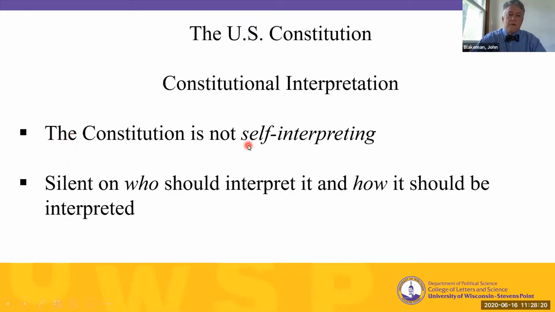First off, remember, as from the previous slide, the Constitution doesn't tell us how it's supposed to be interpreted. We say the Constitution is not self-interpreting. It does not have a clause in it that tells us how we should read it. It's silent on who should interpret it and how it should be interpreted.